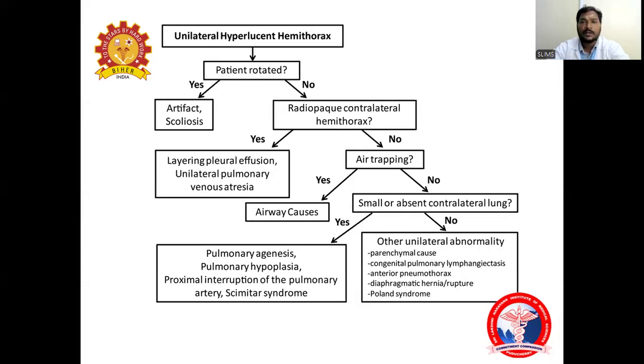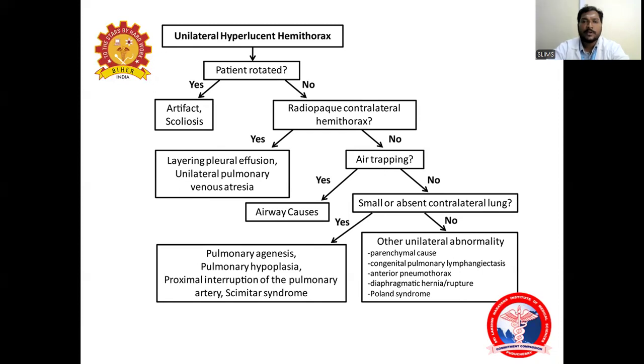Coming to the flow chart of approach to the unilateral hypolucent hemithorax, the first thing we have to see is patient rotation. Patient rotation can be identified by measuring the distance between the spinous process and the medial end of the clavicle. It has to be equal on both sides. For example, if it is increased on one side, that means the patient is rotated to that side, leading to unilateral hypolucency. To avoid this, the X-ray has to be taken in proper positioning with deep inspiration.